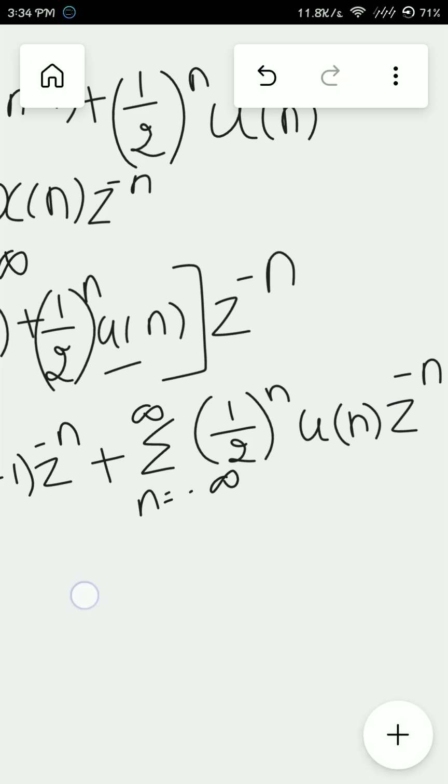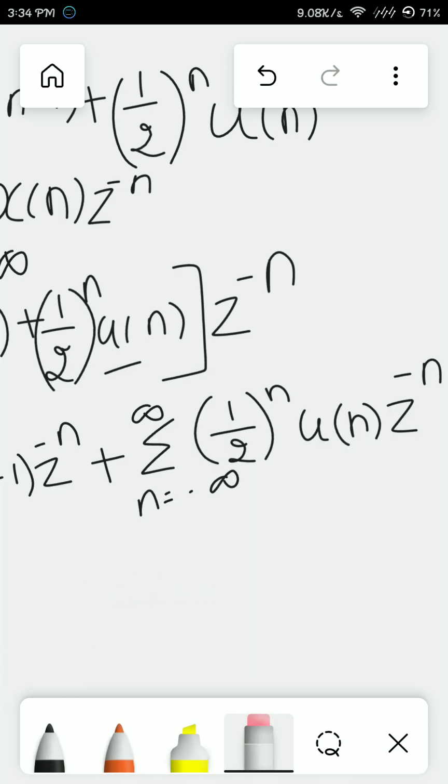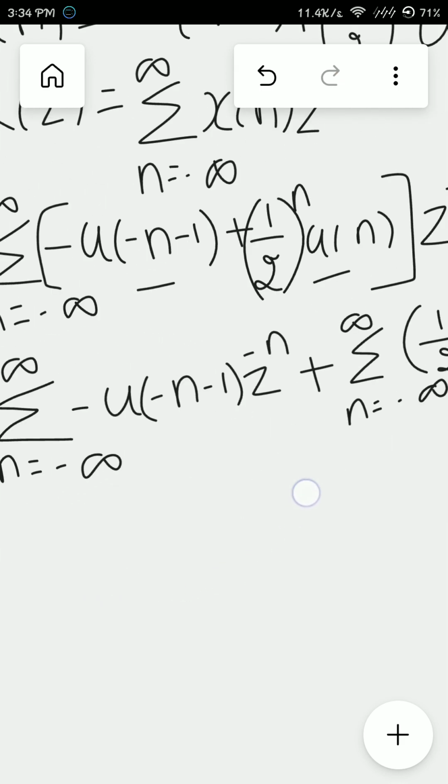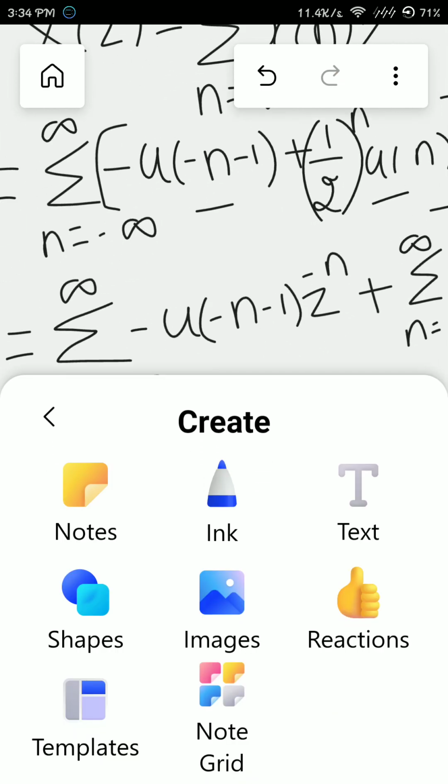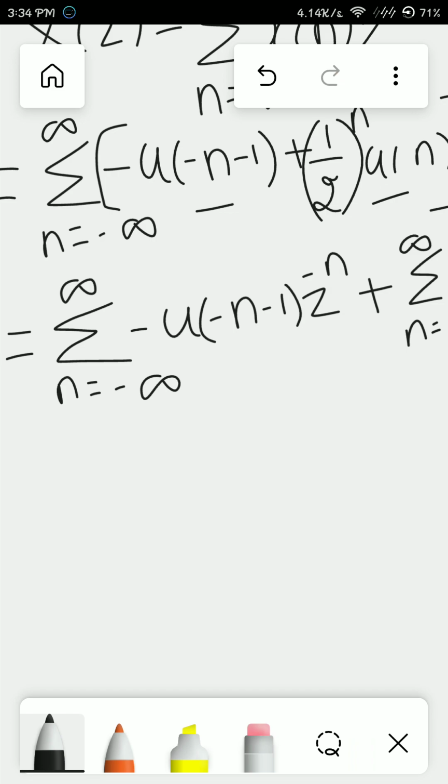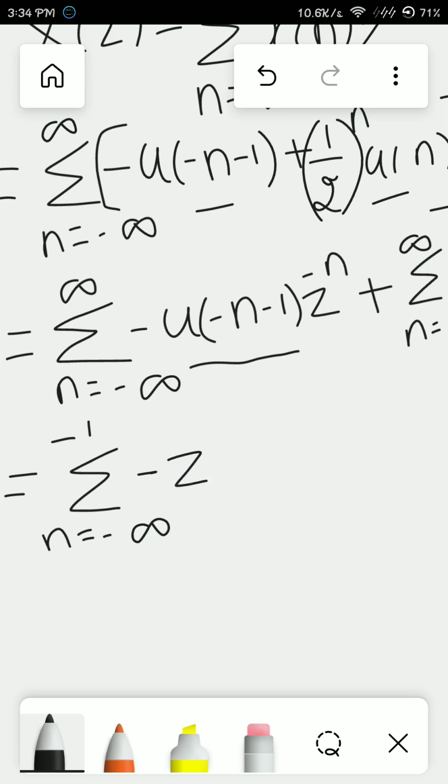These kinds of procedures we have already done in the last section, so you can refer to that. Now, coming on to my next procedure, I need to get the proper summation limits. For u of minus n minus 1, the signal runs from n equal to minus 1 down to minus infinity. That is why I get minus z to the power of minus n. This minus I have inherited from here.